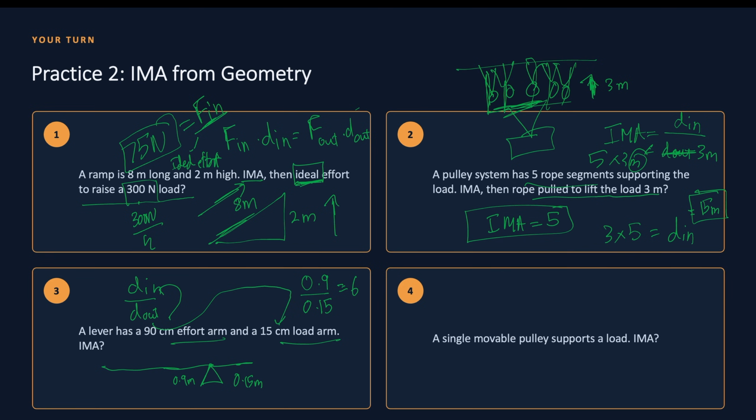Okay, a single movable pulley supports a load. So it looks more like an Atwood machine here, right? What is your ideal mechanical advantage? Well, how many pulleys do you have? One, right? Your ideal mechanical advantage here is just one, which means distance in over distance out is 1. And you can understand that distance in is equal to distance out. So you basically have just one, or no mechanical advantage, right?